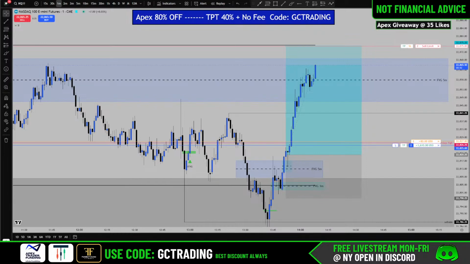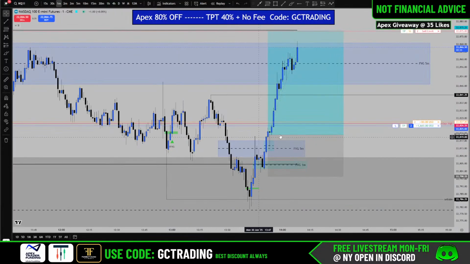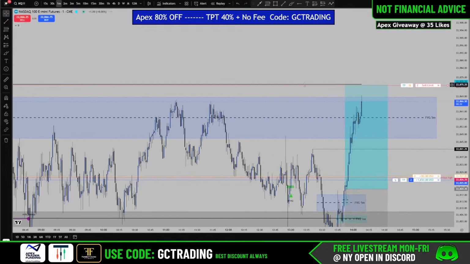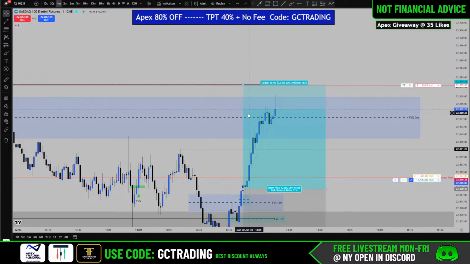Just made a new high right there on NQ. Let's check ES. Can we tap ORB high? We just gap filled the 5 minute. Can we tap ORB high?